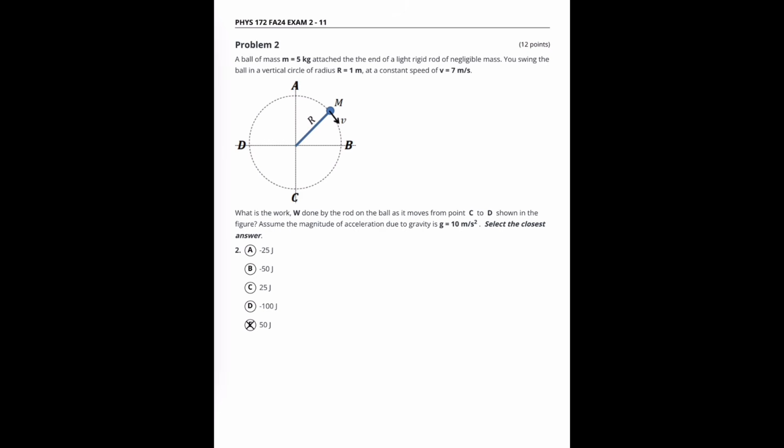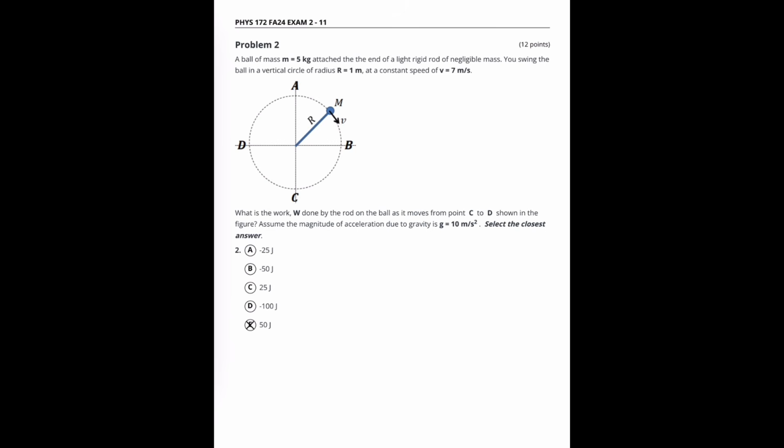Problem 2 states, a ball of mass 5 kg is attached to the end of a light rigid rod of negligible mass. You swing the ball in a vertical circle of radius r is 1 meter at a constant speed of v is equal to 7 meters per second. What is the work W done by the rod on the ball as it moves from point C to D as shown in the figure? Assume that the magnitude of acceleration due to gravity is 10 meters per second squared.